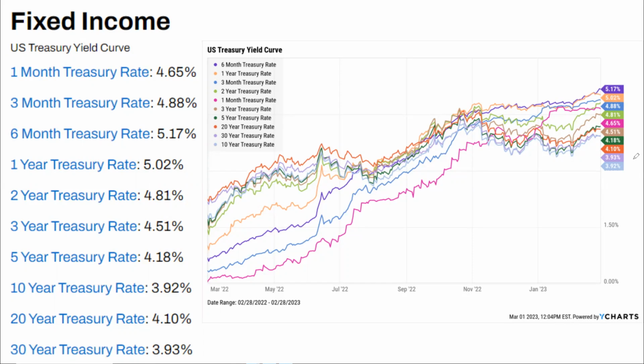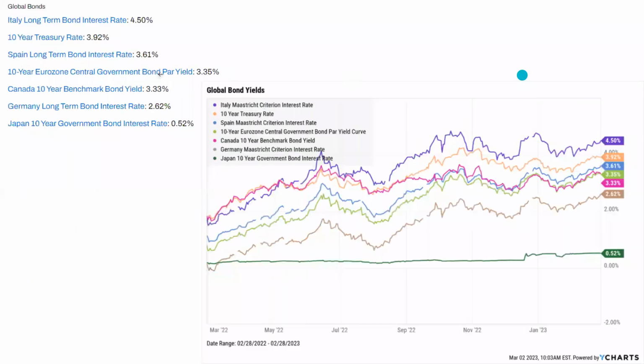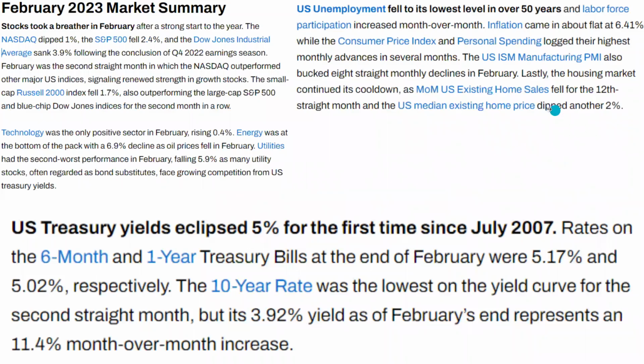And has been in this big downtrend for the past year. Okay, if you take a look here, these are some of the global bond yields, right? We have Italy on here, Spain, the US 10-year Treasury, Canada, Germany, Japan, and we can see through the past year that global rates are up as well. It's not just in the US.